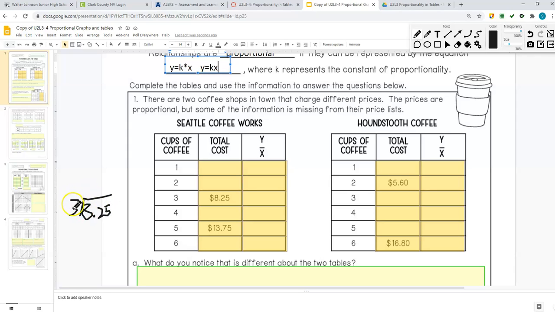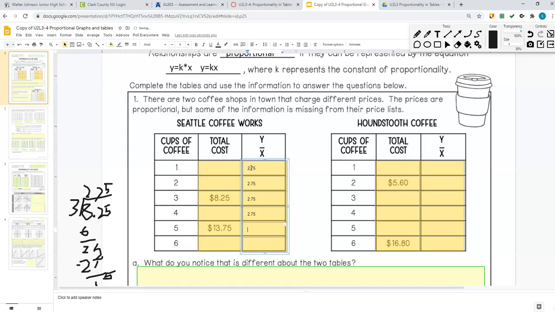Well, 3 goes into 8 2 times. That's 6. When we subtract, we get 2. Bring down the 2, so we get 22. 3 goes in 7 times. That's 21. Subtract, we get 1, 5. And that goes in 5 times. So here we get that 1 cup of coffee costs $2.75. So again, that ratio should always be the same, so we can go ahead and fill in $2.75 for each one of these.